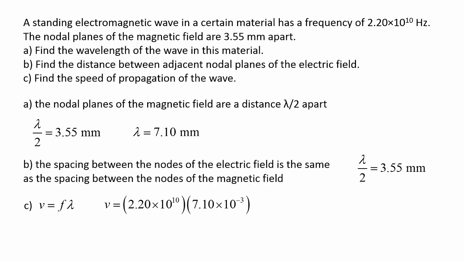times 10 to the 10 Hertz, multiplied by wavelength, which is 7.10 millimeters, or 7.10 times 10 to the minus 3 meters. And we get a value of 1.56 times 10 to the 8 meters per second. As you can see, the speed of this electromagnetic wave that travels in a certain material is smaller than the speed of light c.